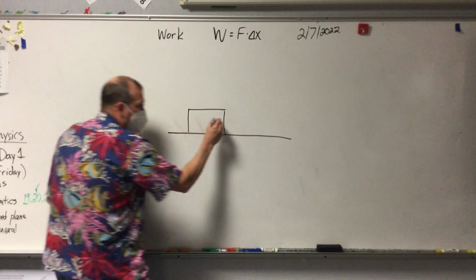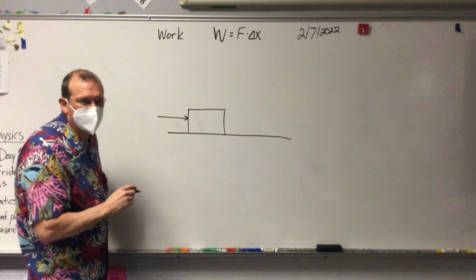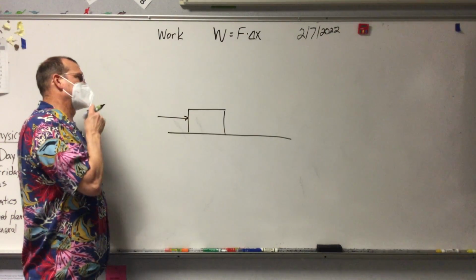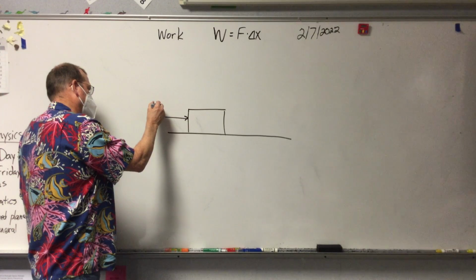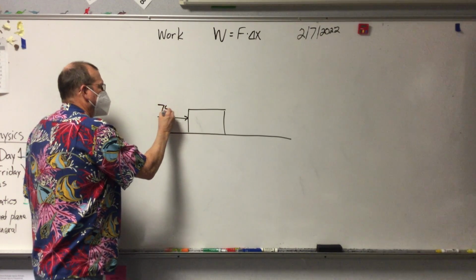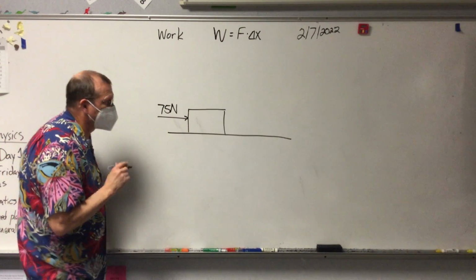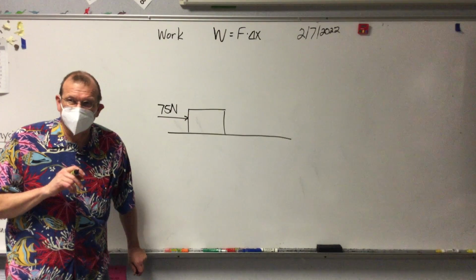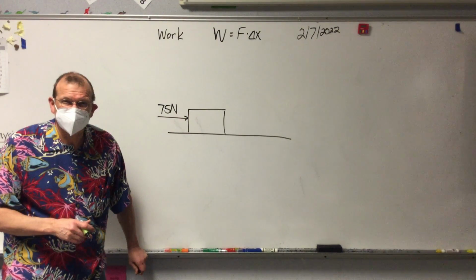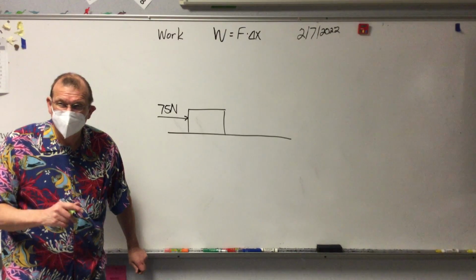Let's say you are going to be pushing on this. We're going to make up a number. Let's say it was 75 newtons. But then, what is usually present when you're trying to slide something across the surface? What other force? Friction.